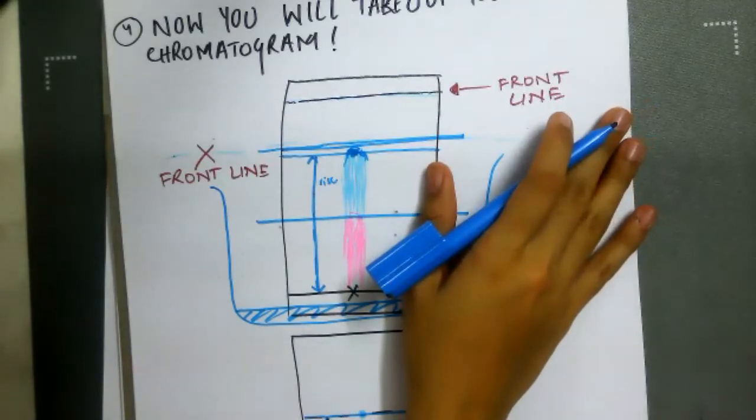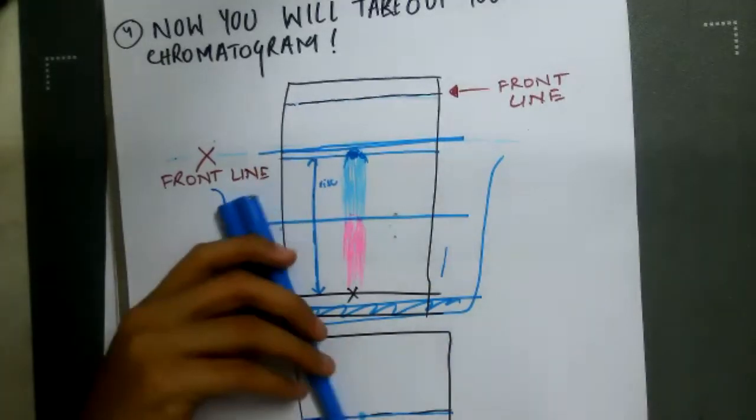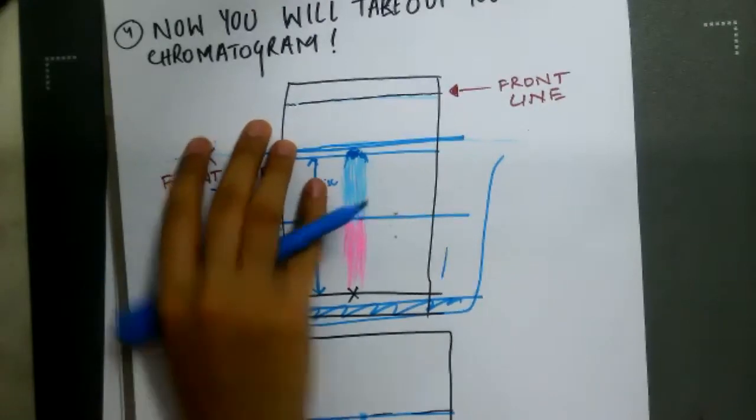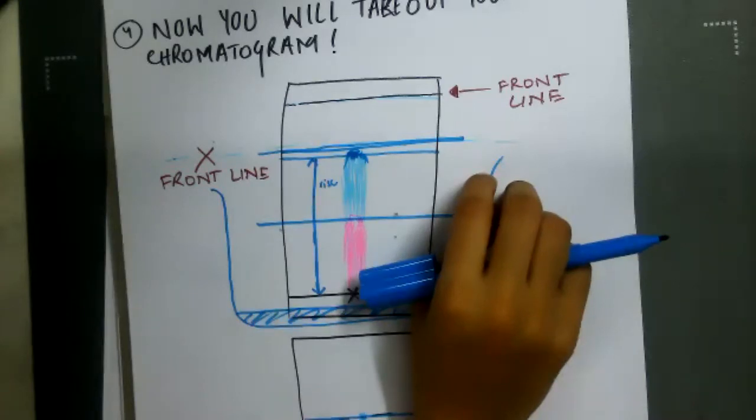Okay, and I think when you show them the video, it'll be clearer to them. They'll understand what you mean. So I would say that the front line is the upper limit till where the paper got wet.